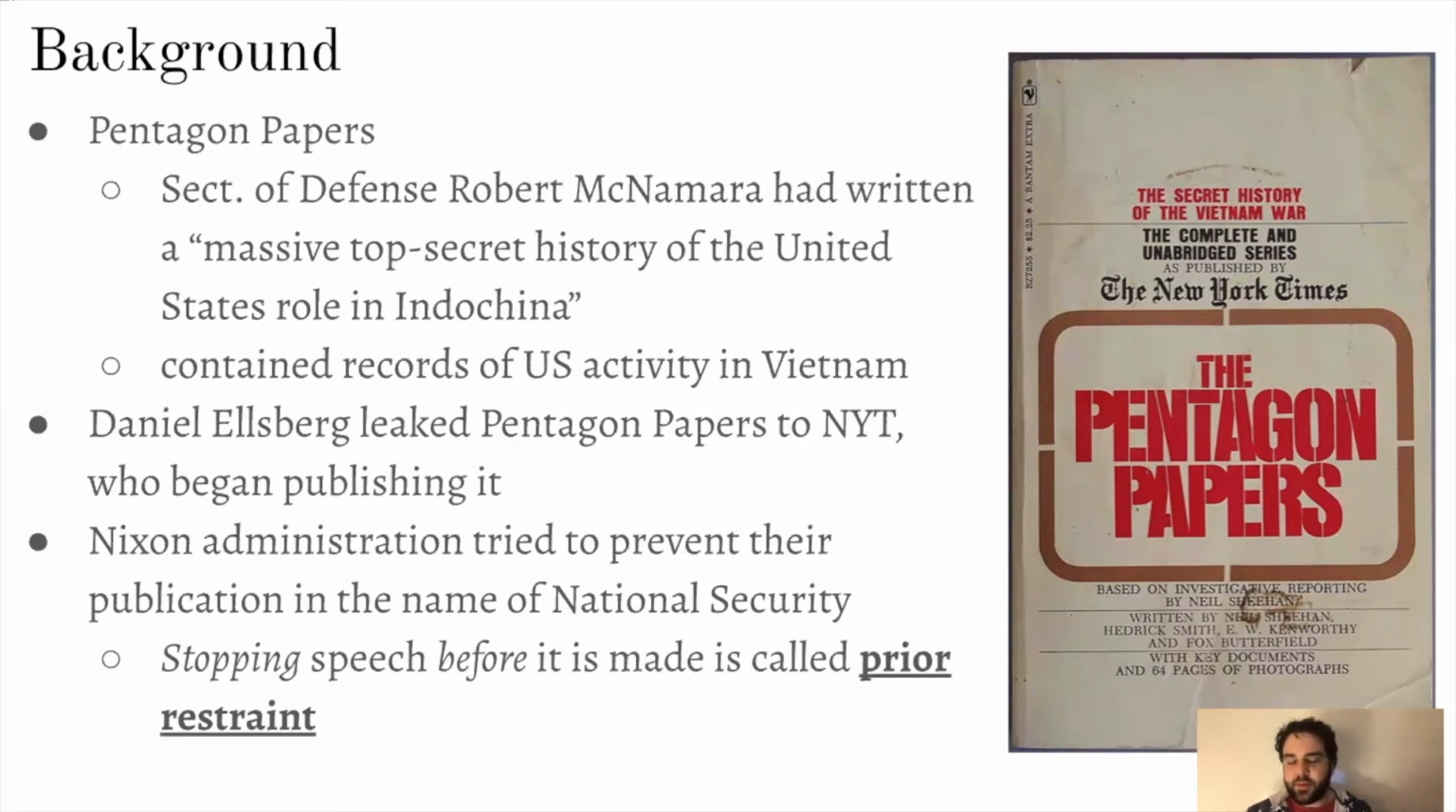When Daniel Ellsberg started leaking these papers to the New York Times and they started publishing them, the Nixon administration sought an injunction, sought prior restraint. They wanted to prevent the publication of more of these papers, and they went to the courts to try to stop the New York Times from publishing more of these documents that they felt were damaging to the ongoing war effort, not to mention their political prospects.